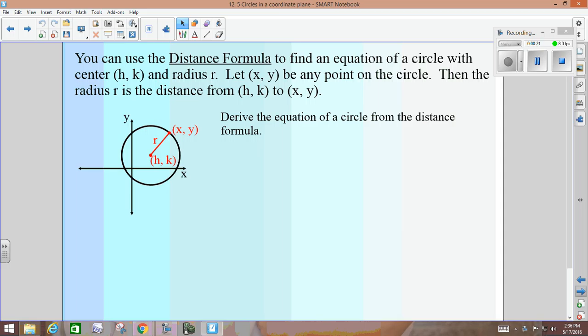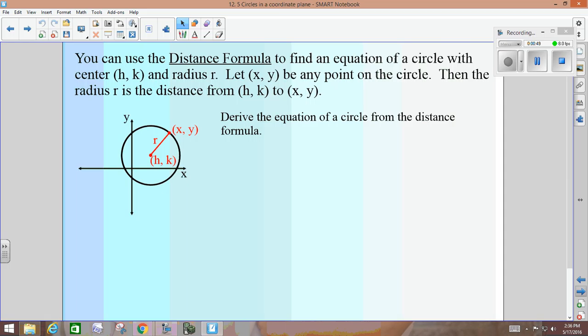So if you look up here on your paper, I have this circle on the graph. The center is at H, K. I don't know for sure where it's at, so we're just going to say H and K. I don't know why they pick H and K. Every geometry book says the center of a circle is H and K, which is something they all use. X, Y is just a point on the circle. What does R represent? The radius.